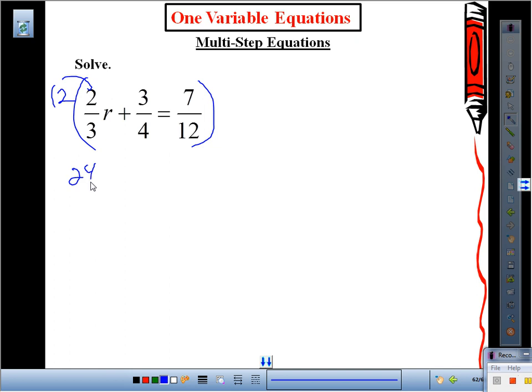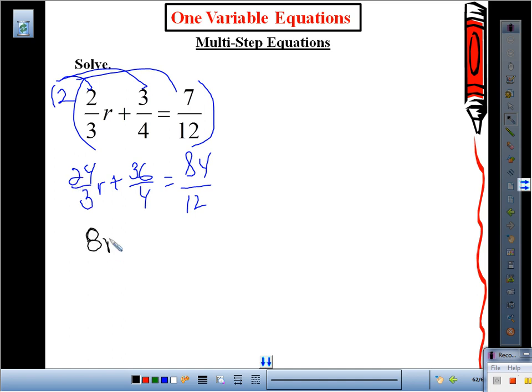This times that, that's 24 over 3r. This times that, that's 36 over 4. And this times that, that's 84 over 12. Why did we do that? Because the next step is to simplify. What is 24 divided by 3? 8r plus 9 equals 7. Is this easier to solve? Yes. Copy that, please.